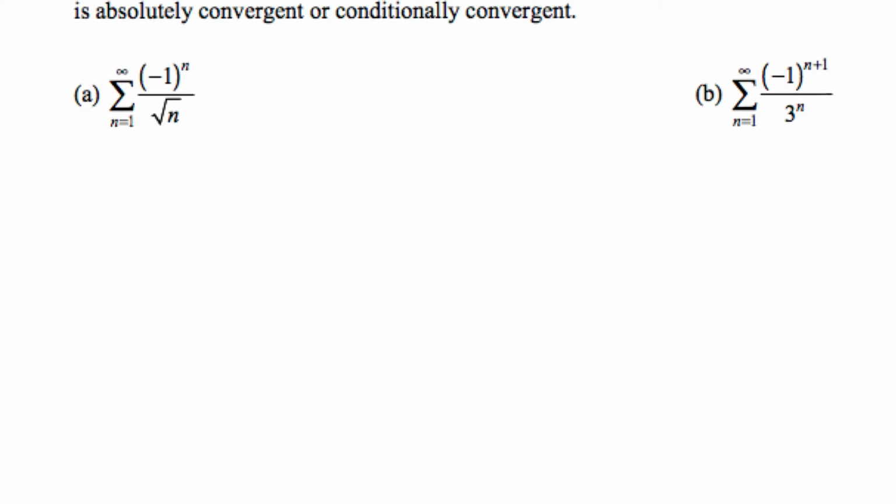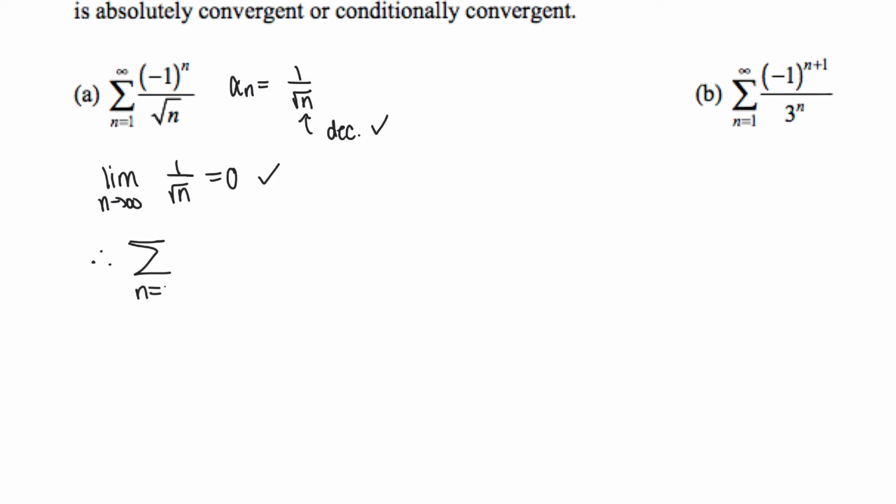It's alternating, so I'm going to start with the alternating series test. My a sub n is 1 over the square root of n. I need to confirm that the limit as n approaches infinity of 1 over the square root of n equals 0, which it does. And I need to make sure that it is decreasing, which it is. Therefore, the series from n equals 1 to infinity of negative 1 to the n all over the square root of n converges by the alternating series test.